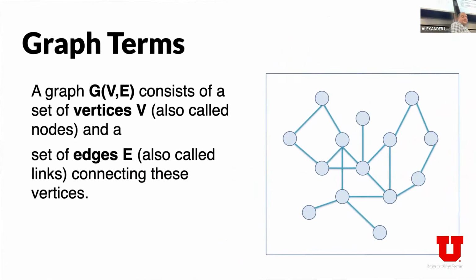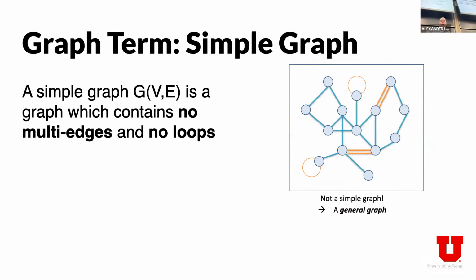So let's talk a little bit more formally about terms for graphs. We call a graph a data structure that consists of a set of vertices, which we call vertices or nodes, and a set of edges, which we often also call links, connecting these vertices. Vertices and nodes you can treat interchangeably, and edges and links you can treat interchangeably. And then we have simple graphs and non-simple graphs.